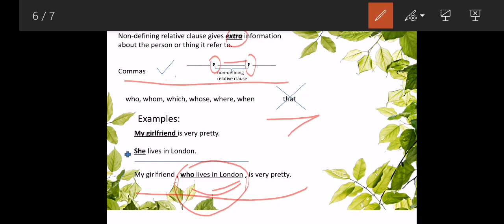This is the main sentence. In the main sentence, I know everything about everyone. I know about that girlfriend. I know that she is pretty. So if I want to add more information, then I should give that additional information between commas by using a non-defining relative clause. Okay? Actually, in fact, I don't need this information.